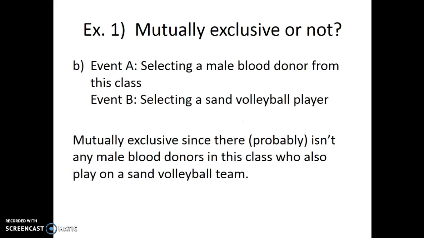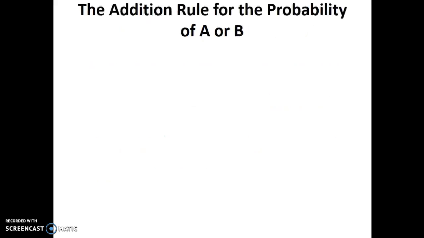But if I was going to look for the event A of being a male blood donor, probably some of you guys in the class, and then if I'm going to talk about being a sand volleyball player, probably isn't any male blood donors who also play on a sand volleyball team. There might be, I could be wrong, but usually in the past that's been an example where I'm not going to find anybody who's in both events.